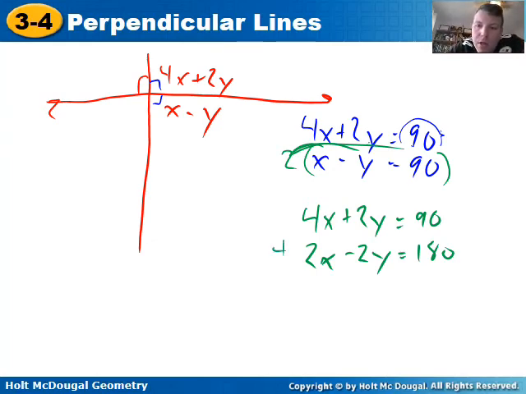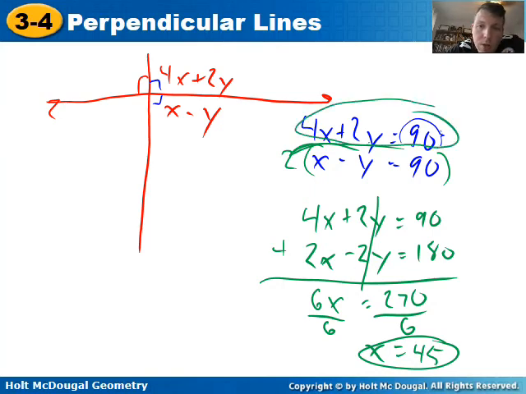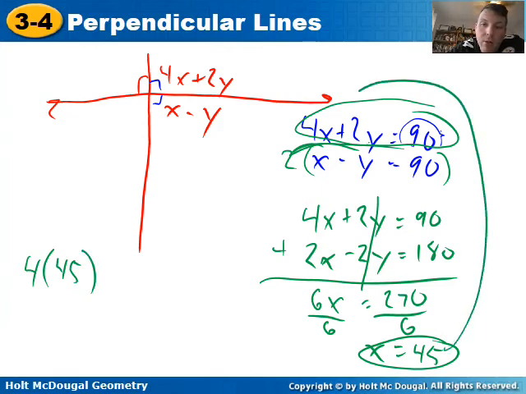So what we're going to do then is add these out, so these are going to go away. I'm going to be left with 6x equals 270. So I'm going to divide by 6 so that I can solve for x, and x is going to equal 45. You should know not to plug it back into the one you changed, but instead to plug it back into one of these original ones. It's just easier to do the original one that we haven't changed. So we're going to do 4 times 45 by plugging this 45 back into the x in the original equation. So 4 times 45 plus 2y equals 90.